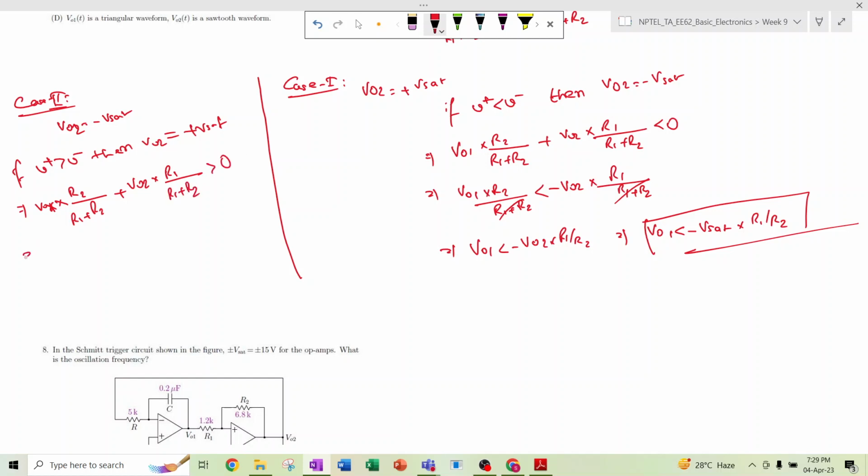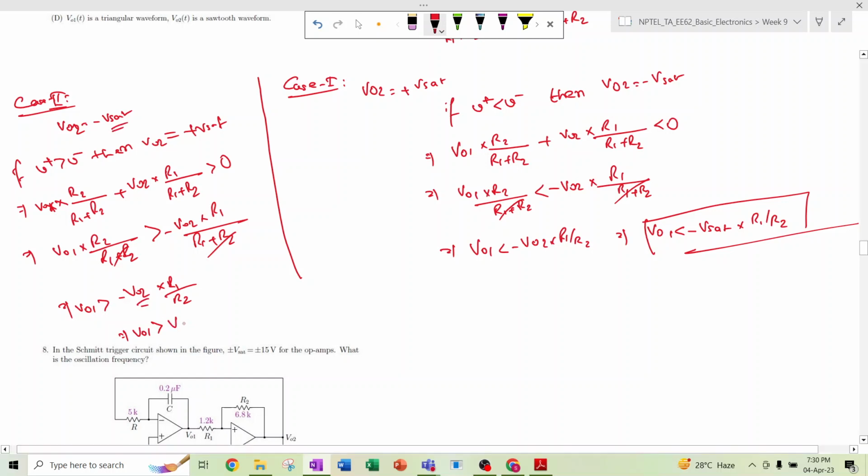than or equal to 0. That means VO1 into R2 divided by R1 plus R2 should be greater than minus VO2 into R1 divided by R1 plus R2. These two cancel out. That means VO1 should be greater than minus VO2 into R1 divided by R2. That means this VO1 should be greater than, now VO2 you consider as minus Vsat, so that will be minus and minus positive number, so plus Vsat into R1 divided by R2. So this is the other condition.